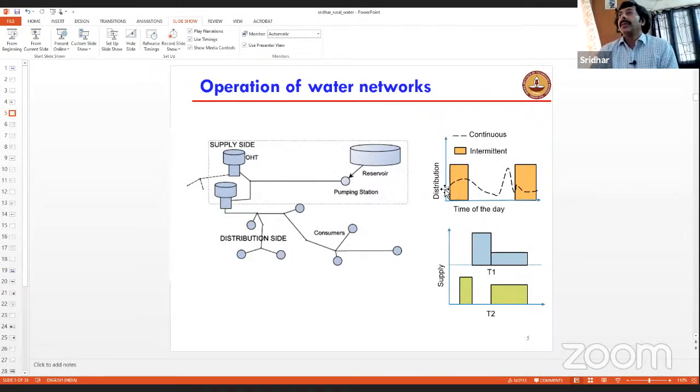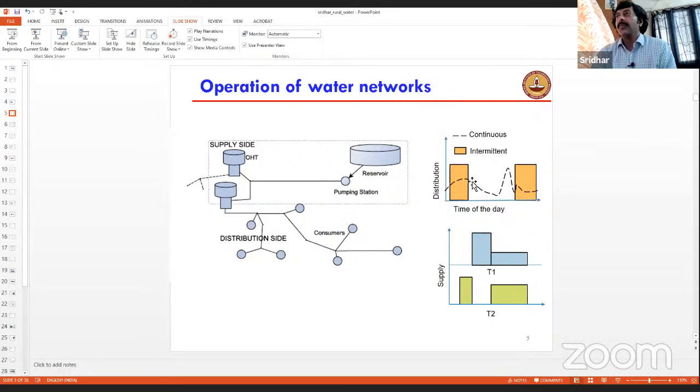Now, this dotted area is what I call the supply side, and the other area is called the distribution side. The distribution side is where the consumers are taking water. The dotted line in this graph on the right shows what happens if water is being supplied continuously, which means when the person turns on the tap or the faucet, water comes in, because there is pressure in the pipeline and there is enough water in the pipeline system, so that whenever they open the tap or faucet, water flows into their bathrooms or the kitchens or sinks or the buckets.